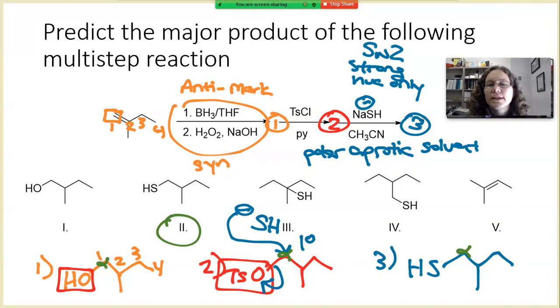Lastly, the key is to recognize that sodium silate is a nucleophile only and not a base. So if you had a base in that last step, you might produce molecule 5, which would be an elimination reaction. So it's really important to keep track of what type of reagent you have. Is it a nucleophile? Is it a base? Is it strong? Is it weak? Is it small or is it big? So that's how I would solve a multi-step synthesis problem.